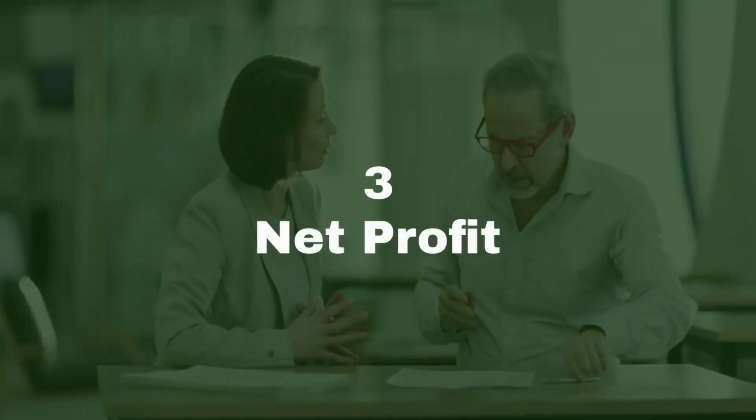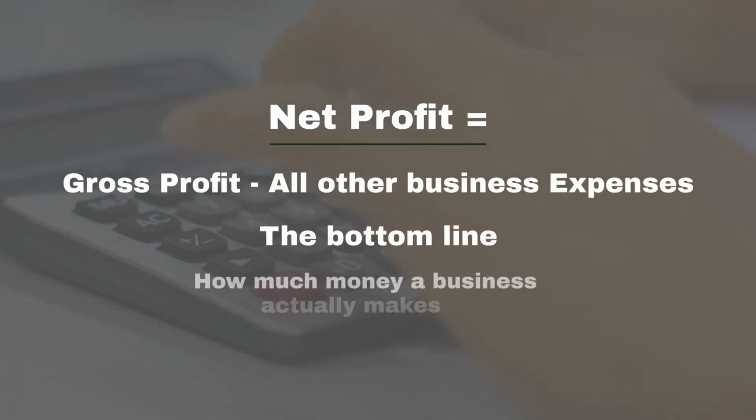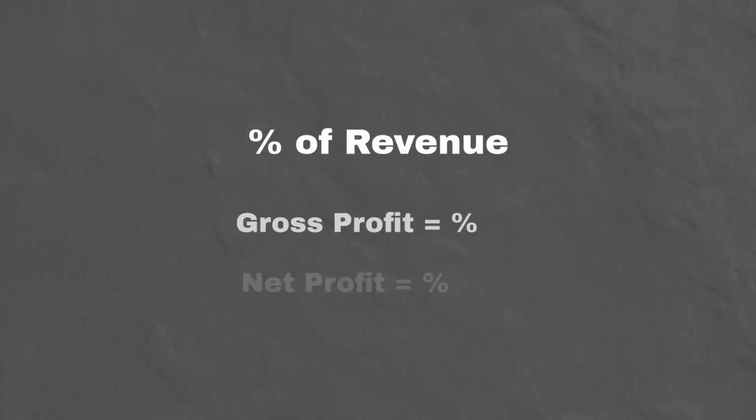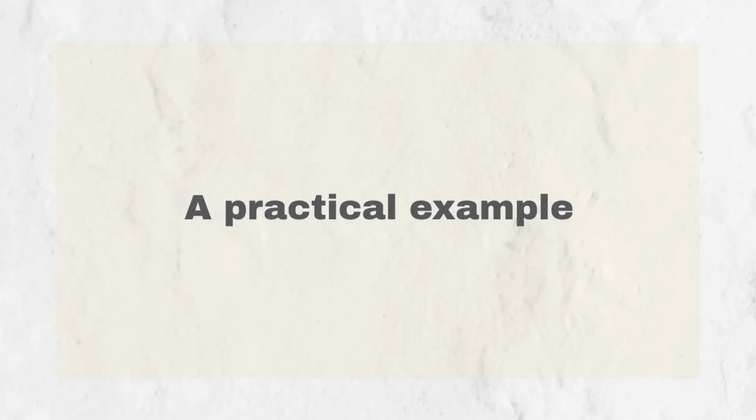Net profit is what's left after all expenses are paid in the business. This includes rent, salaries, insurance, marketing, taxes, and every other cost of running your business. This is the bottom line net profit and is the most important number when evaluating how much money a business actually makes. These numbers are generally represented as a percentage of the total revenue to give a clearer picture of the business health. A practical example.